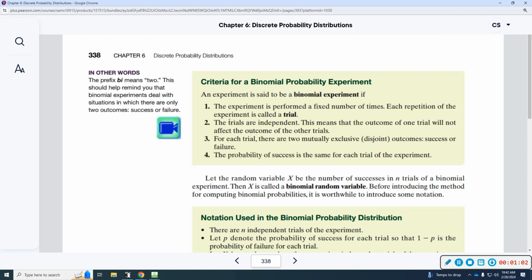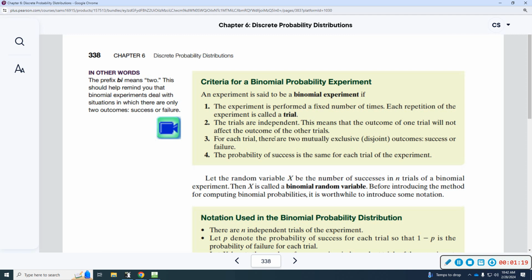All right. Each trial is going to be independent, which means one does not affect the other. So if I'm taking the multiple choice test, if I get number one right or wrong, it shouldn't affect my ability to get number two. Those are going to be independent questions.